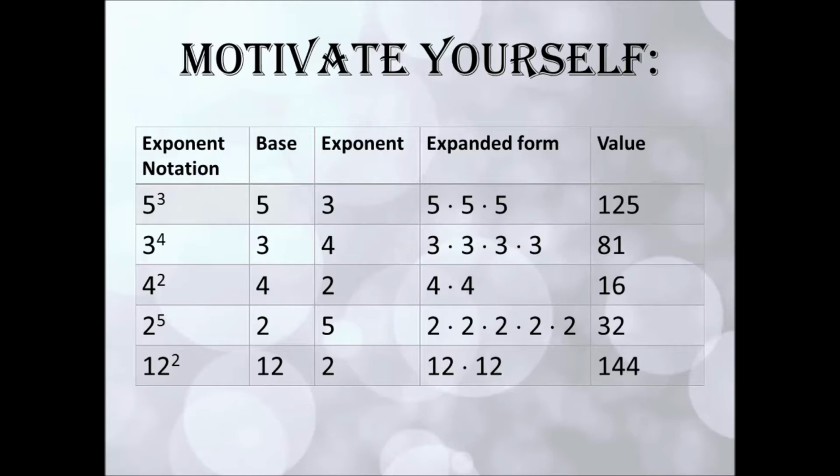The base is 4 while the exponent is 2. Its expanded form is 4 times 4. So the value is 16. Next is 2 to the power of 5. The base is 2 while the exponent is 5. Its expanded form is 2 times 2 times 2 times 2 times 2, which is 32. Next is 12 to the power of 2. The base is 12 while the exponent is 2. Its expanded form is 12 times 12, so the value is 144.